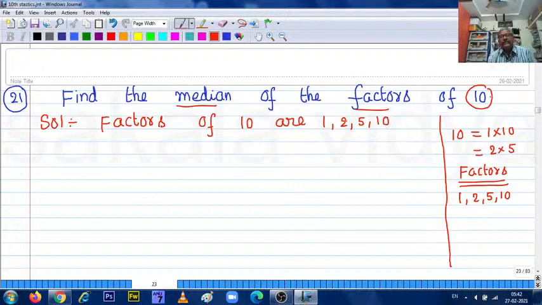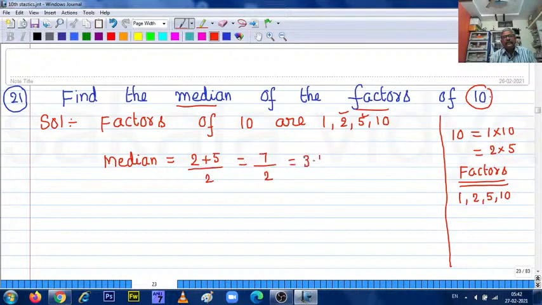Now, with 4 elements, the median is equal to the second term plus the third term, by 2. Because it's an even number, we have two middle places, and we need to take the average of these two, the mean of 2 and 5. That will be 2 plus 5 by 2, which is 7 by 2, equal to 3.5. This is the answer, the median of the factors of 10. Okay.